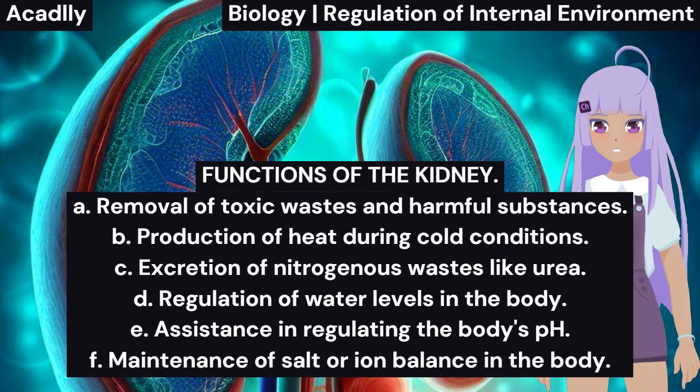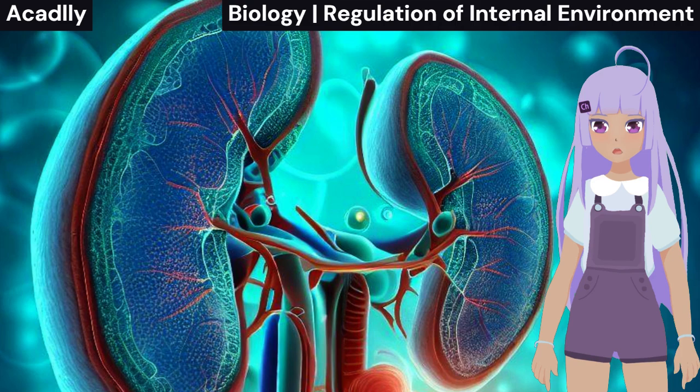Functions of the kidney. The kidney serves as the chief osmoregulator and excretory organ in mammals, performing the following functions. A. Removal of toxic wastes and harmful substances. B. Production of heat during cold conditions. C. Excretion of nitrogenous wastes like urea. D. Regulation of water levels in the body. E. Assistance in regulating the body's pH. F. Maintenance of salt or ion balance in the body. The first three functions are related to excretion, while the last three are osmoregulatory functions of the kidney.